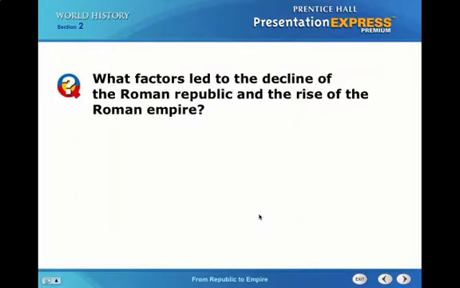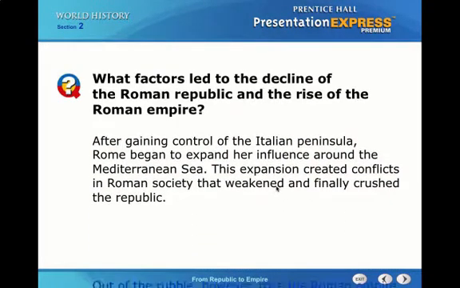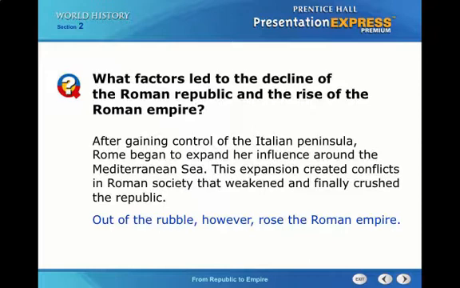So what factors led to the decline of the Roman Republic and the rise of the Roman Empire? And there are a series of things that are going on that are going to lead to all of this happening. So first of all, you've got Rome gaining control of the Italian peninsula, and she's going to expand her influence around the Mediterranean Sea. And this expansion is going to cause problems. It's going to cause great things to happen, but at the same point, it's going to cause problems as well. And out of this rubble comes the Roman Empire.